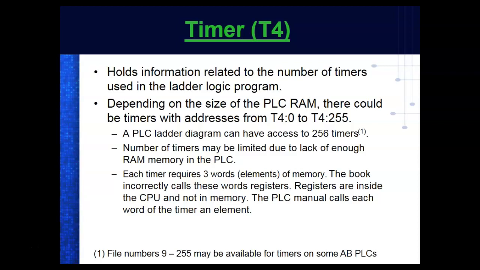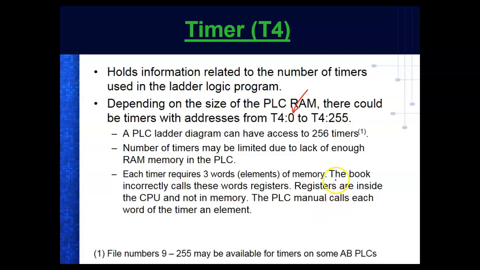A PLC ladder diagram can have access to 256 timers. By the way, remember, when we're addressing, in numbers, zero means nothing. In addressing, zero means something, right? You understand that. The number of timers may be limited due to the lack of enough RAM in the memory of the PLC. Each timer requires 3 words.